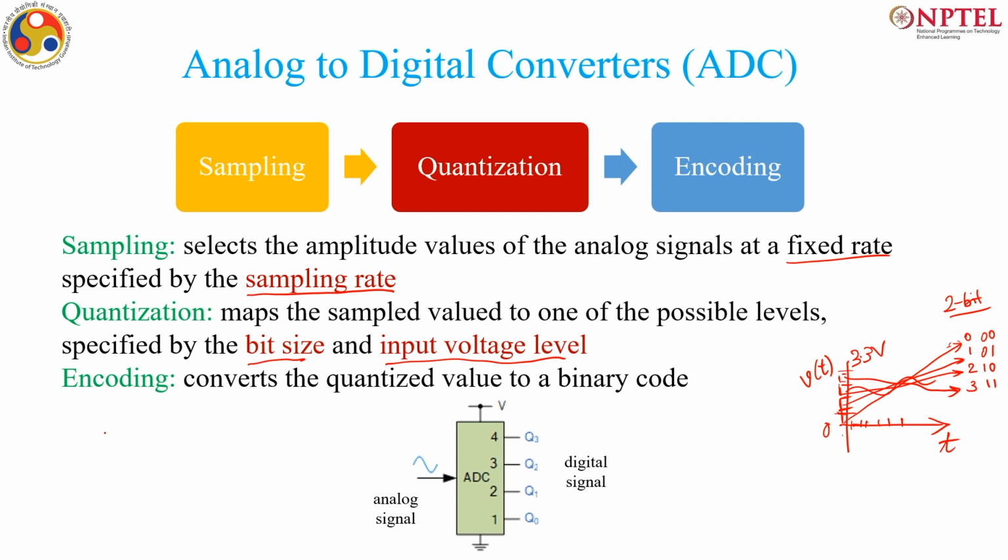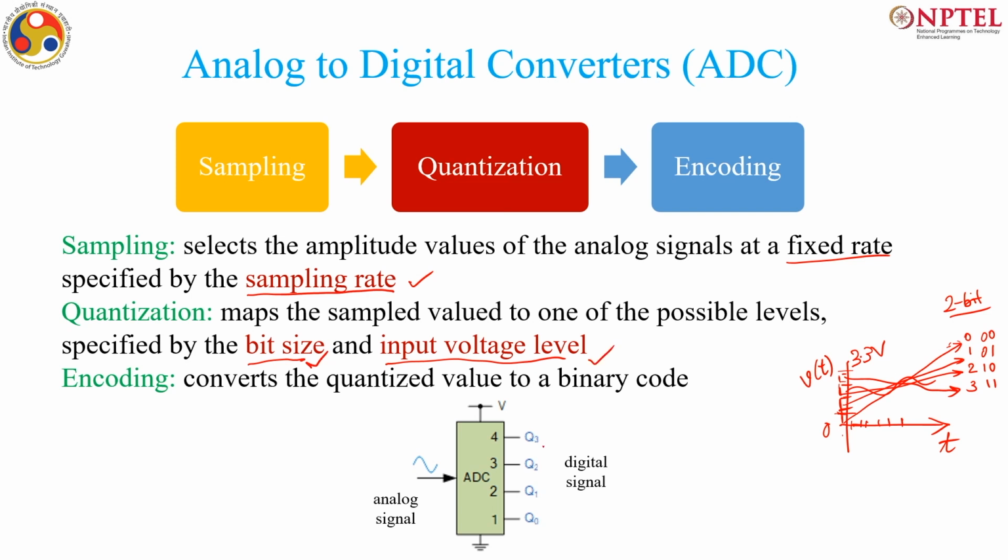And the final step is encoding, because you get a quantized value which is one of these levels, that has to be finally sent as a sequence of bits, that is this n bit. So, when you want to buy an ADC, you have to give these 3 specifications. One is the sampling rate, second is the bit size, and third is the input voltage level.